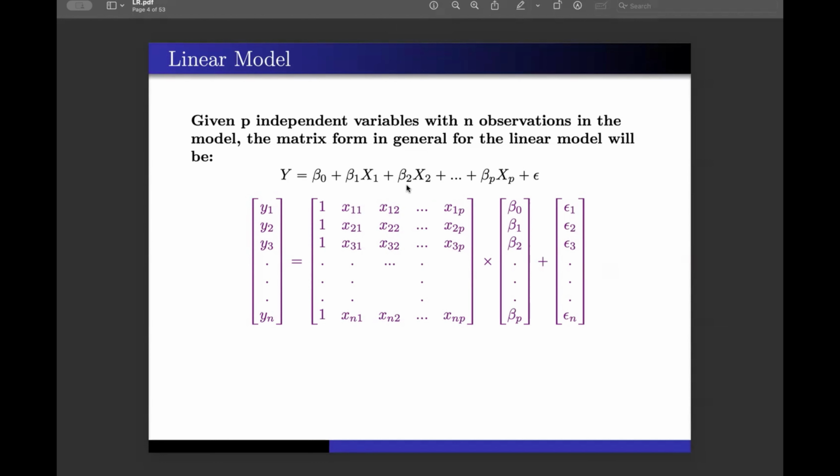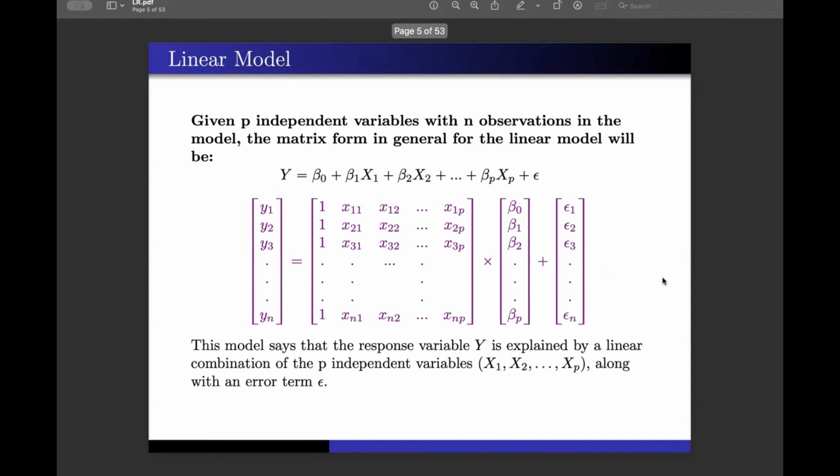This y equals beta naught plus beta 1 x1 plus beta 2 x2, and so on and so forth, till beta p xp plus epsilon, is a mathematical expression to just say that the dependent variable y is related to all the p independent variables through some unknown coefficients, betas. And then there is some error term epsilon, something we can't really explain or measure directly. But at this point, this is just a linear model. This is not a regression model yet.